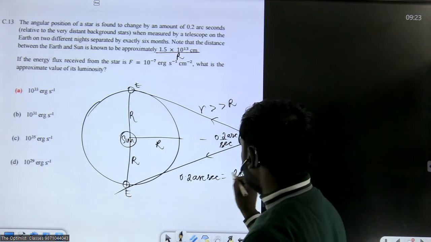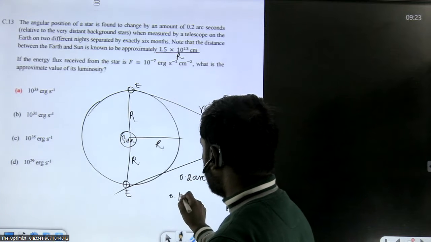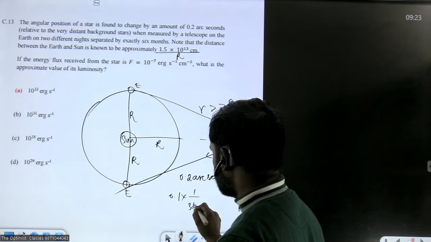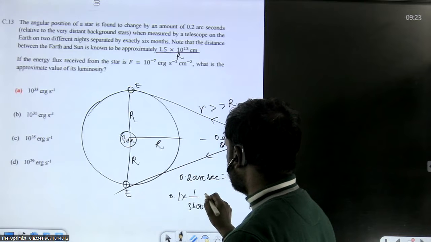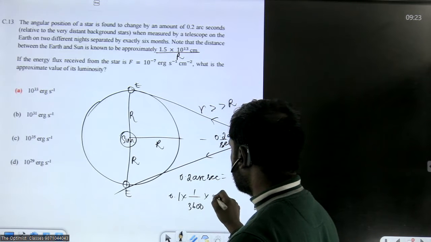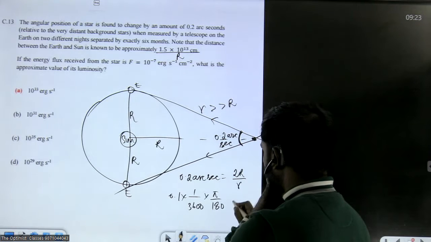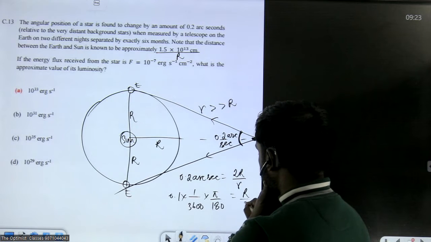So 2 and 2 will cancel out, so this is 0.1, and arc second, if we change it to degree, you will have to divide by 3600. So that is degree. Let us change degree into radian, so this is pi by 180. Now we have written it in radian, that will be equal to r by R.